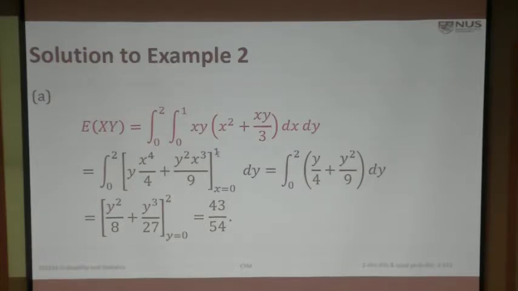So when x is equal to 1, I get y over 4 plus y squared over 9, and I integrate with respect to y. The integral of y over 4 is y squared over 2 times 4, which is 8, plus y to the 3 over 3 times 9, which is 27. And y goes between 0 and 2. When y is 0, I don't care, and when y is equal to 2, I get 2 squared over 8 plus 2 to the 3 over 27. So apparently 43 over 54. Okay, so that's the expectation of x times y.